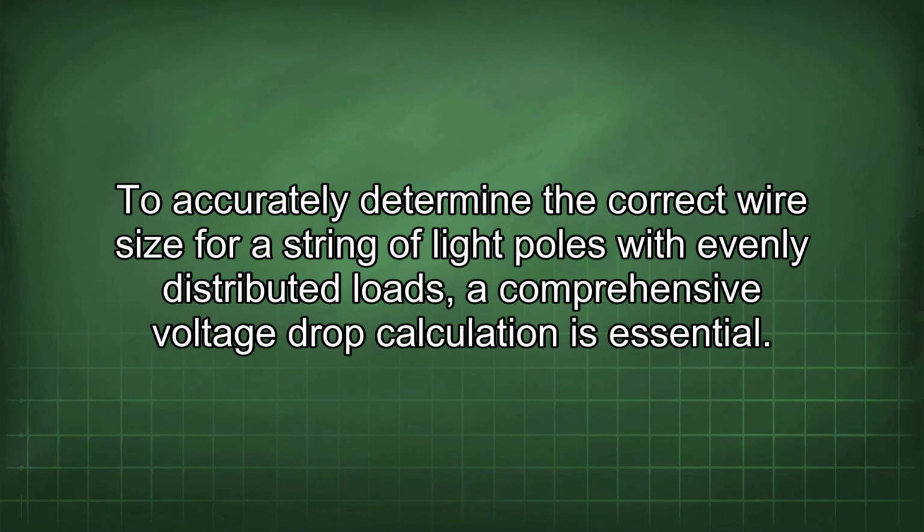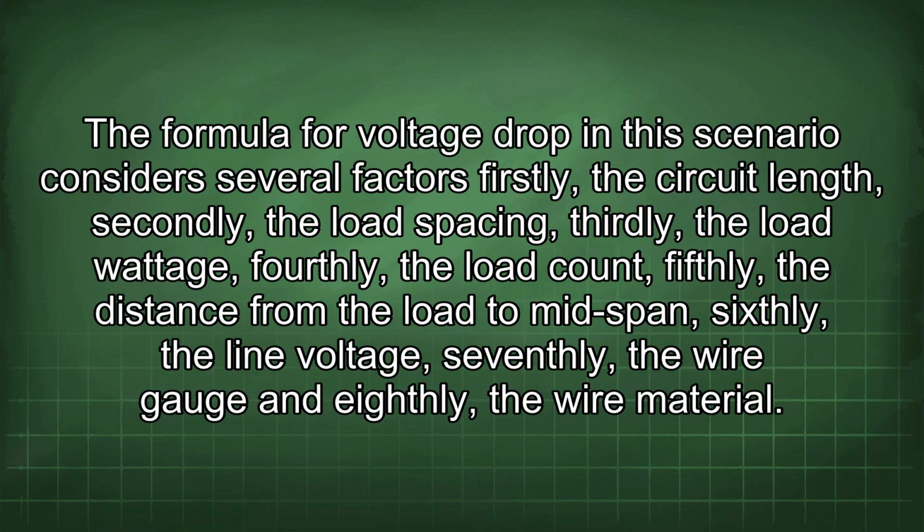To accurately determine the correct wire size for a string of light poles with evenly distributed loads, a comprehensive voltage drop calculation is essential. The formula for voltage drop in this scenario considers several factors. Firstly, the circuit length. Secondly, the load spacing. Thirdly, the load wattage. Fourthly, the load count. Fifthly, the distance from the load to midspan. Sixthly, the line voltage. Seventhly, the wire gauge. And eighthly, the wire material.